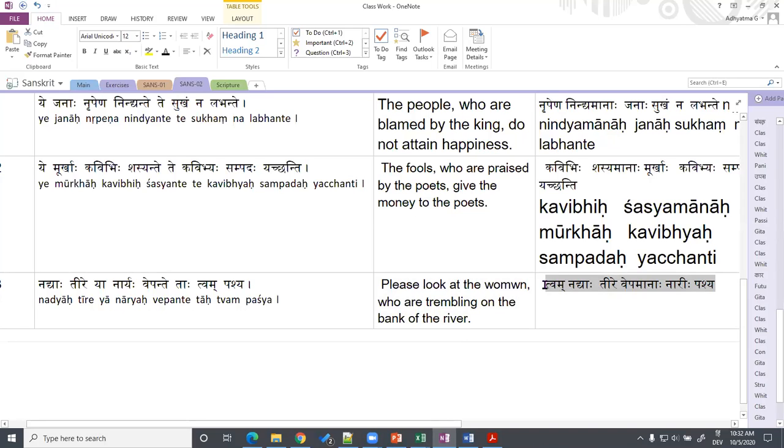So you see how the participle makes the sentence much more compact and conveys a better sense.